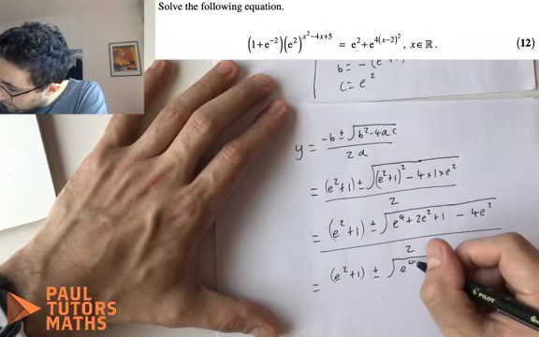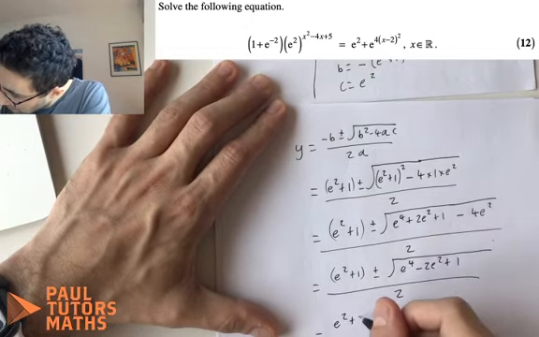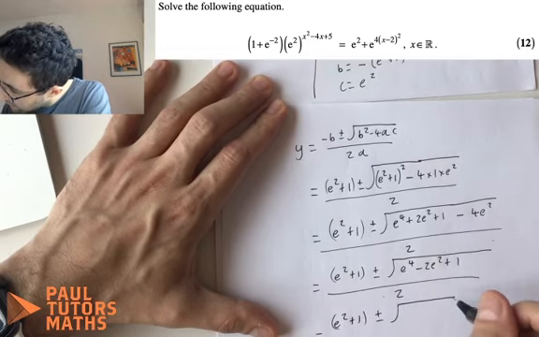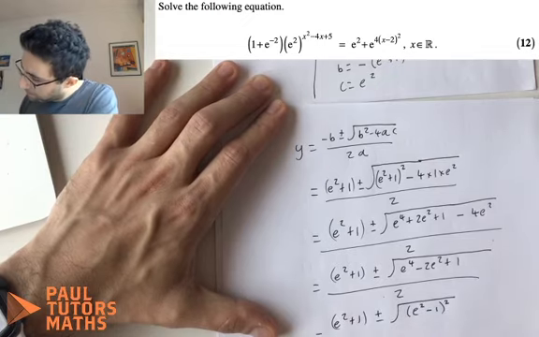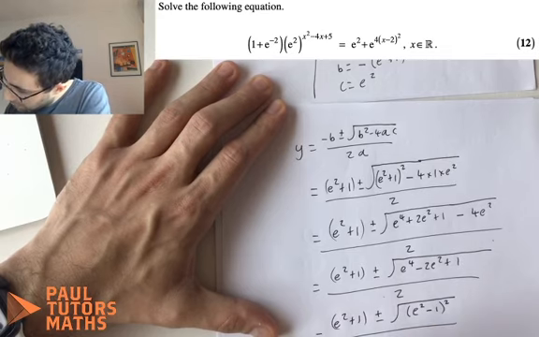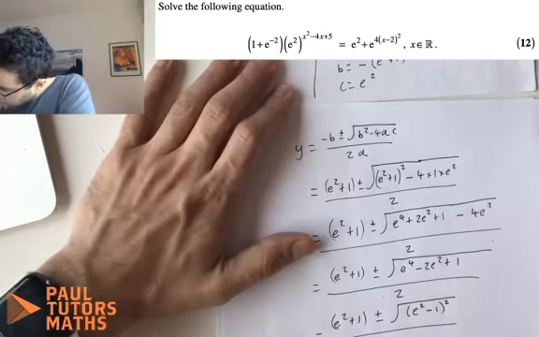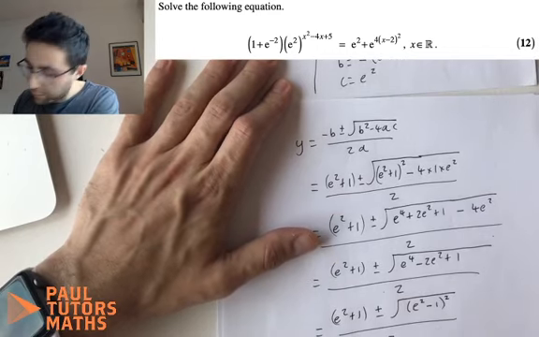That looks like e to the 4 minus 2e squared plus 1 over 2. E squared plus 1 plus or minus, and then you can refactorize that. That will be e squared minus 1 squared over 2. E squared plus 1 plus or minus e squared minus 1, because look, that square root undoes the square.